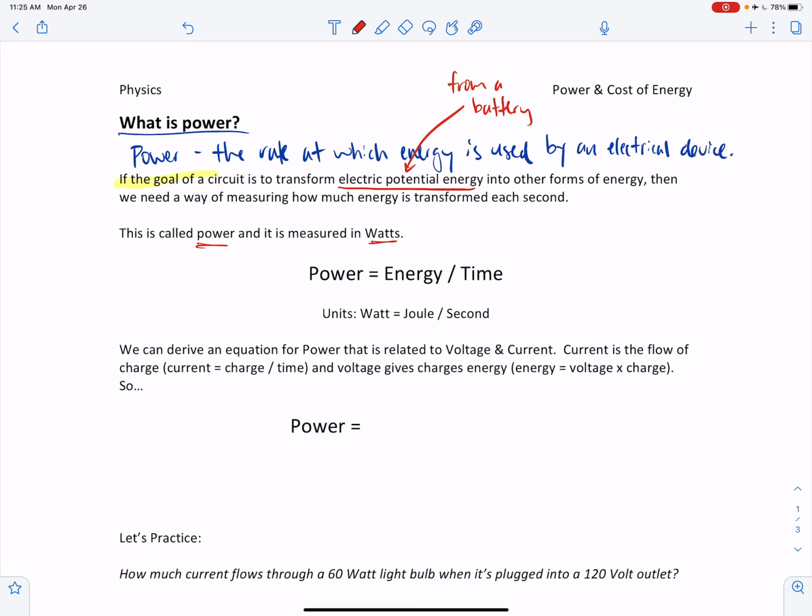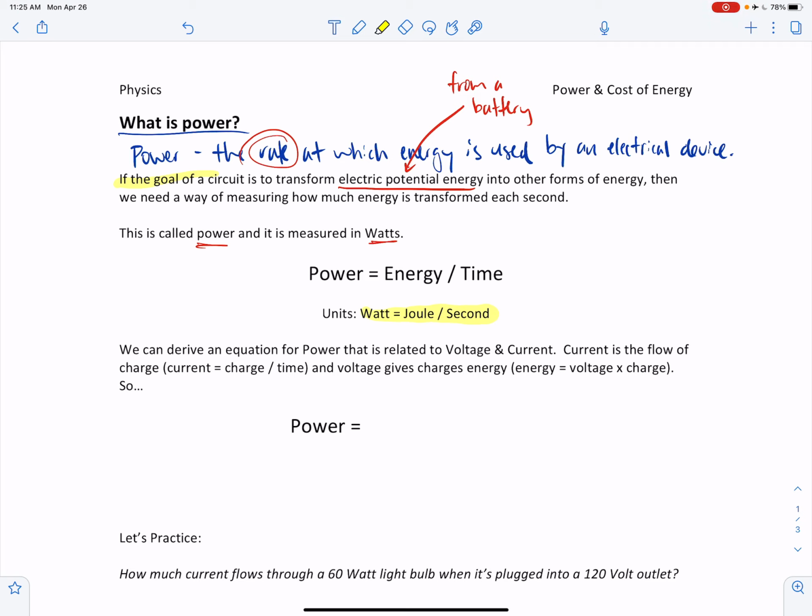Okay? Power is the energy that's used in a unit of time. That's why it's a rate. It's a rate at which energy is used. And the units of power are a watt, where 1 watt is 1 joule per second. Okay? A watt is a joule per second.